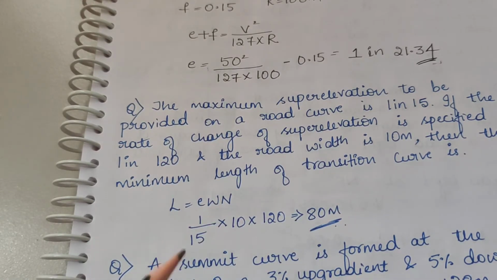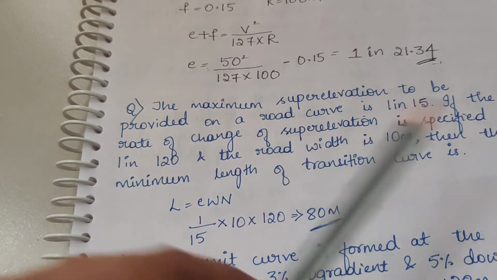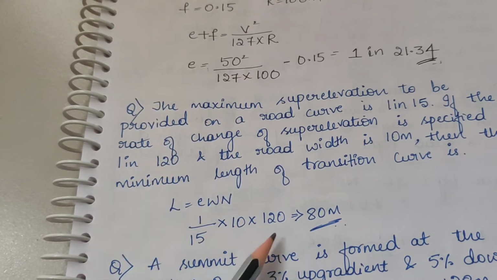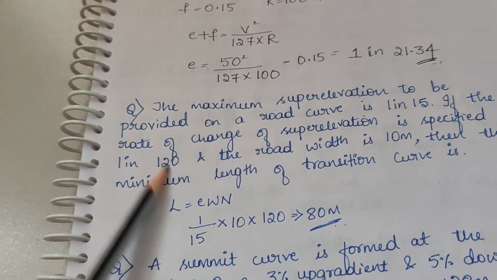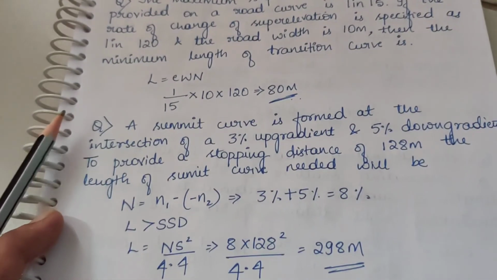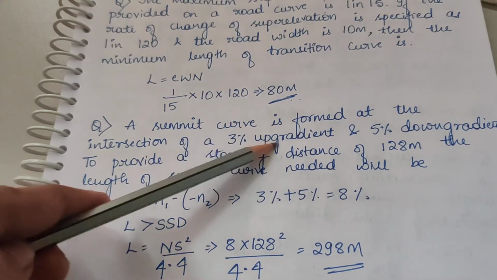E is nothing but the super elevation, 1 in 15. W is nothing but the road width, 10. N is the rate of change of super elevation, 1 in 120, so N is only 120. That's 80 meter. Next, a summit curve is formed at the intersection of a 3% up gradient.